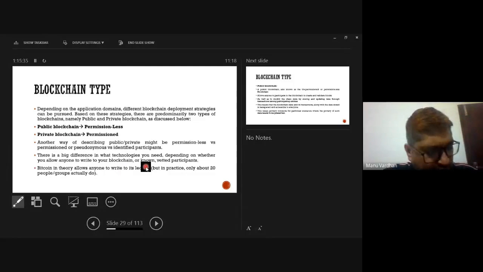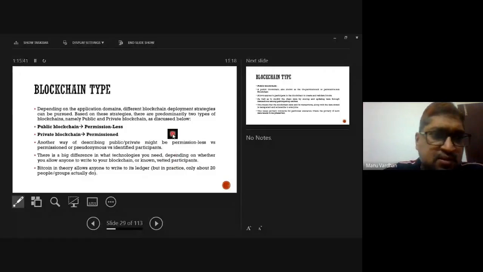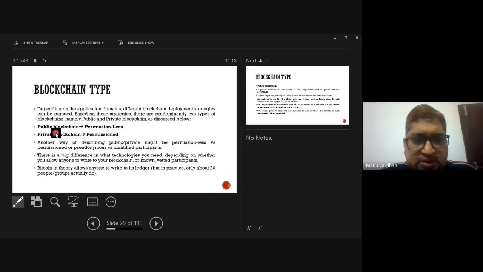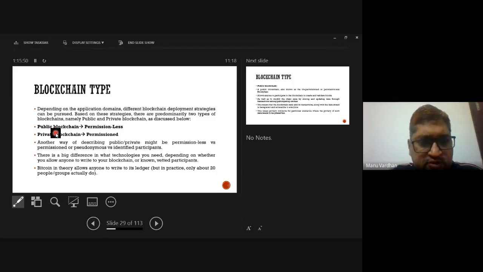So moving on to blockchain types. In my previous slide, a couple of times I used permissioned or permissionless blockchain. So you must be wondering what exactly permissioned and permissionless blockchain are. So we'll be discussing these things.